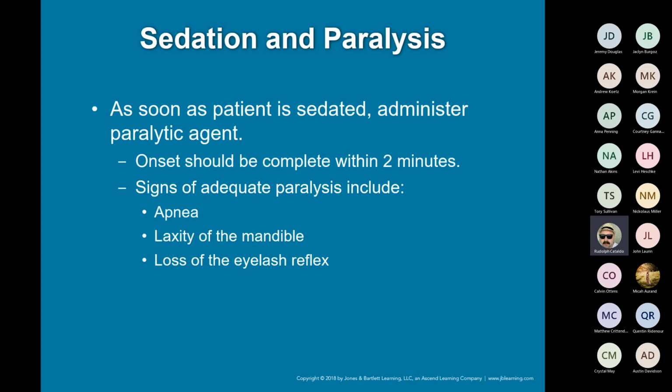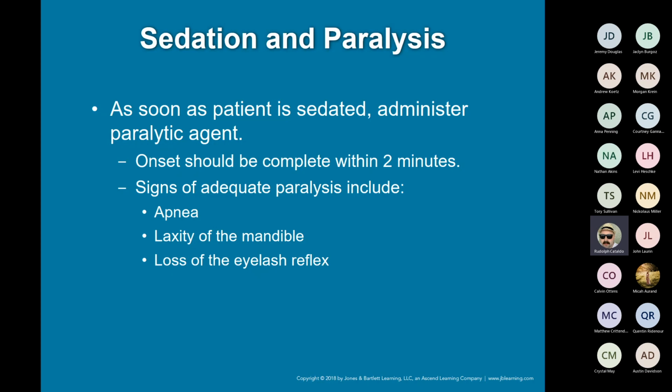As soon as you get your patient sedated, and again, your protocol could be as simple as Versed, fentanyl, etomidate, and then a paralytic. Or it could just be Versed and a paralytic, or it could be etomidate and a paralytic. It's really all depending on what's in your protocols. But as soon as the patient is sedated, then we administer the paralytic. Again, we never give the paralytic first.